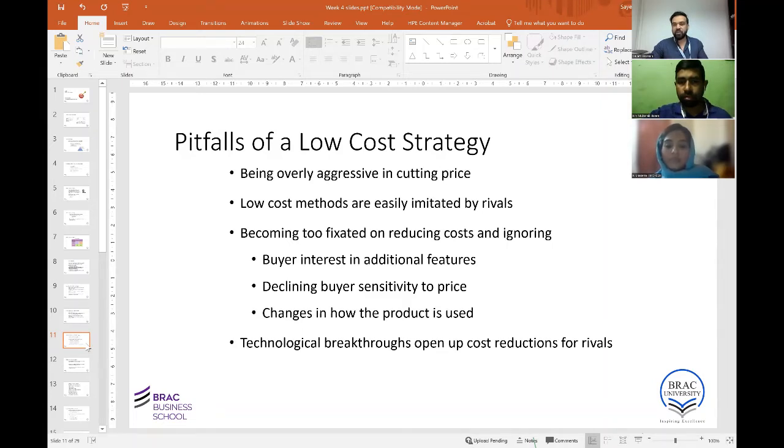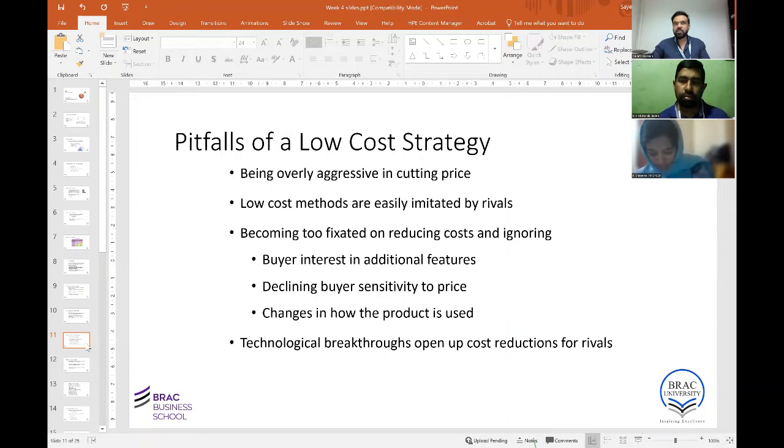And that's why there's a fierce battle among Chinese smartphone manufacturers, with new brands emerging every now and then. If you go to a shopping mall, you'll find there are lots of different cheap brand smartphones, and many others are coming with similar phones with similar features, and they're offering an even lower price than other competitors. Becoming too fixated on reducing costs and ignoring buyer interest in additional features, declining buyer sensitivity to price, changes in how the product is used. Technological breakthroughs open up cost reductions for rivals.